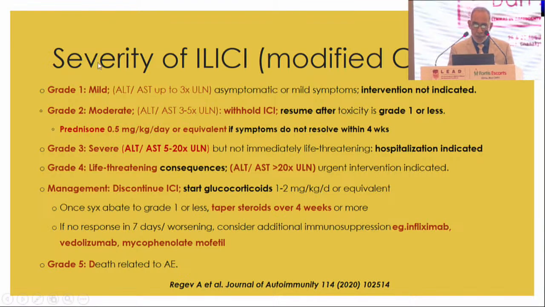In case this is identified as derangement of LFTs happening while patients are on immunotherapy, you grade them into mild, moderate, and severe. Withholding of immune checkpoint inhibitors is sufficient for moderate injury, but with severe injury, 5 to 20 times or higher elevations beyond the upper limit of normal, these patients would not only require withdrawal of immune checkpoint inhibitors, but steroid therapy may have to be used in moderate to high doses. Once symptoms abate to grade 1 or less, steroids can be tapered. But in a small minority, if there is no improvement or worsening after 7 days of steroids, one may even have to use a higher level of immunosuppression.